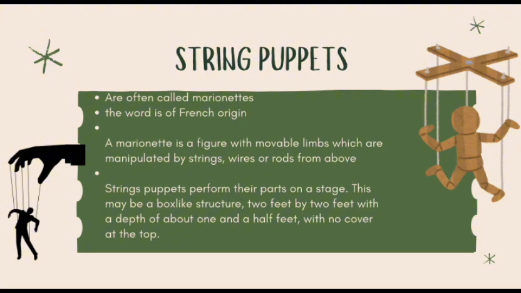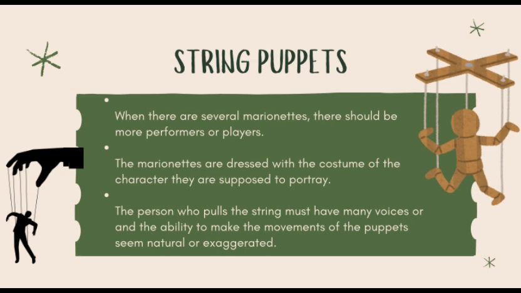This may be a box-like structure, 2 feet by 2 feet, with a depth of about 1.5 feet, with no cover at the top. So these string puppets are hard to perform because of the strings. When there are several marionettes, there should be more performers or players. The marionettes are dressed with the costume of the character they are supposed to portray.